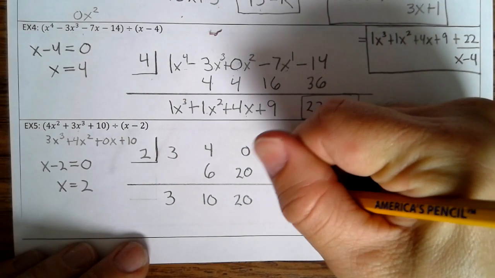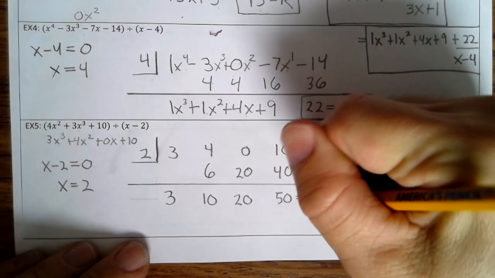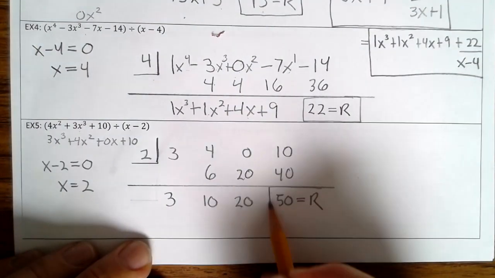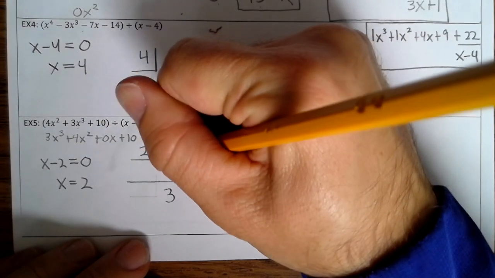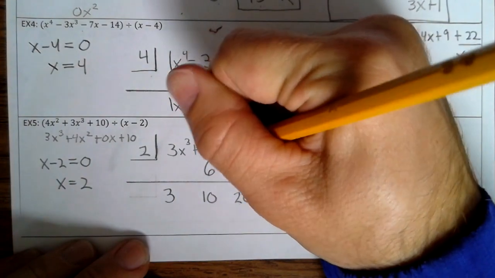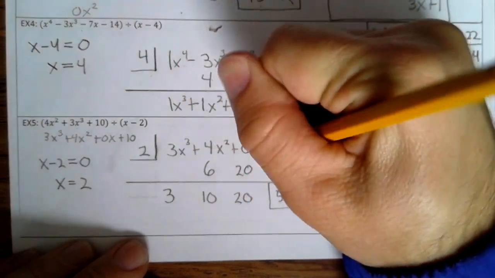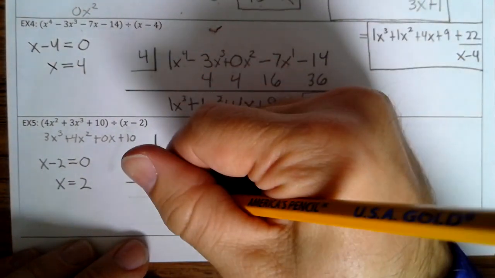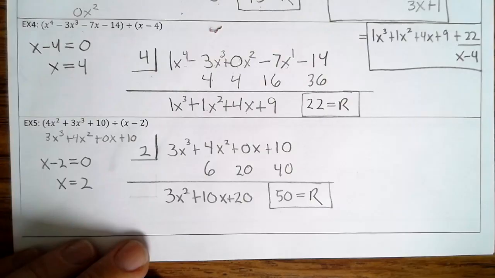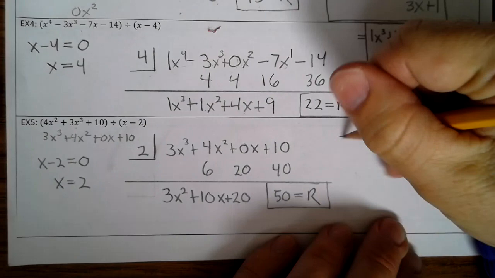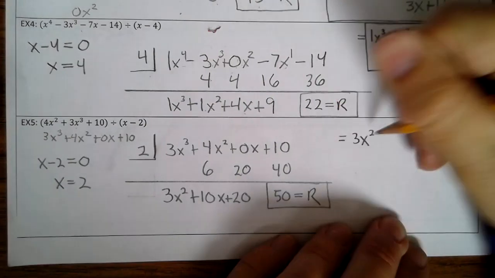Now this was 3x cubed plus 4x squared plus 0x plus 10. So then that's 3x squared plus 10x plus 20. So you have 3x squared plus 10x plus 20 plus 50 divided by x minus 2.